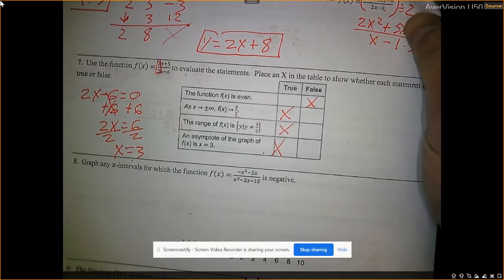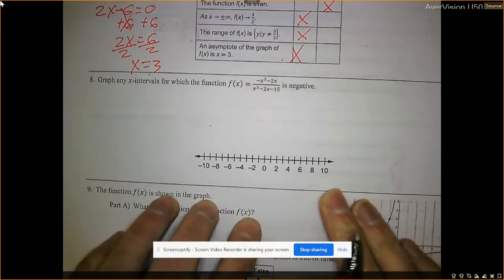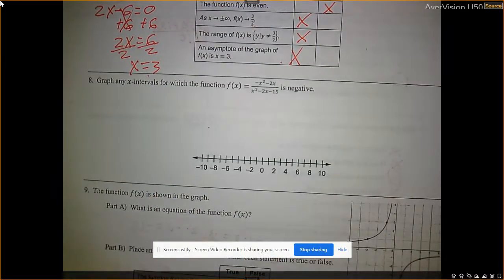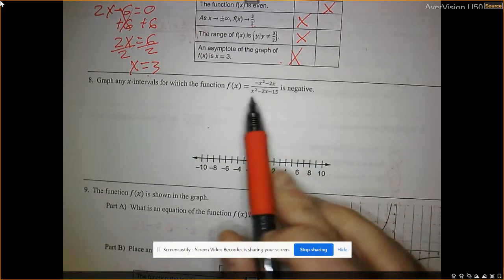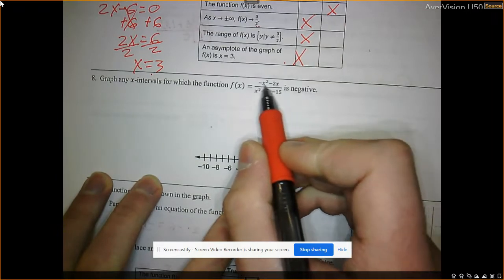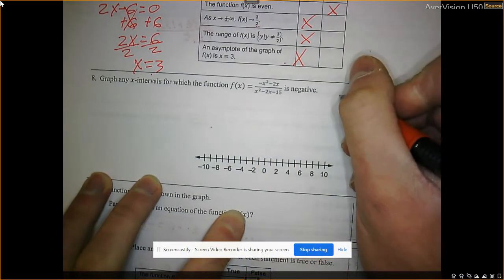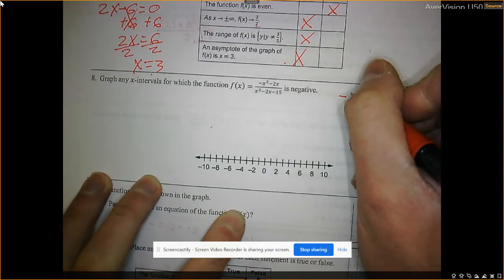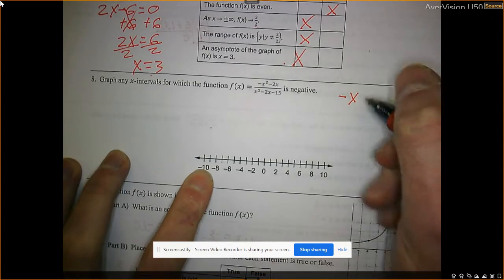Okay, moving on down. Again, something you could put into your graphing calculator and see a lot of. Otherwise, I think even before putting it in your graphing calculator, a good way to start this is factoring both your top and bottom out. So what can you take out of both negative x squared and negative 2x?